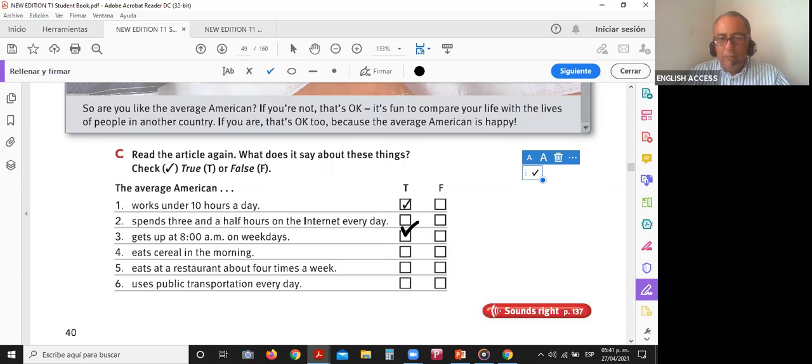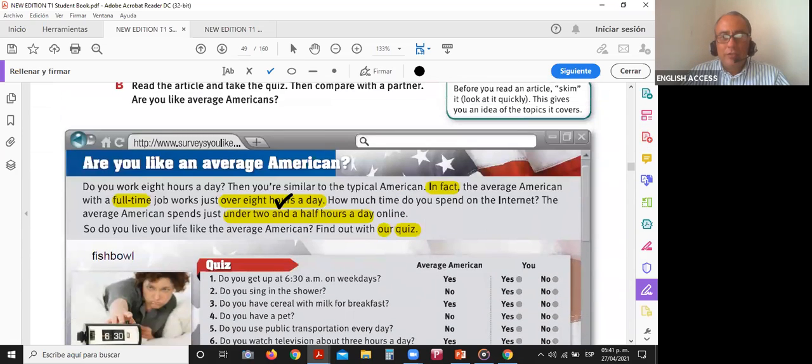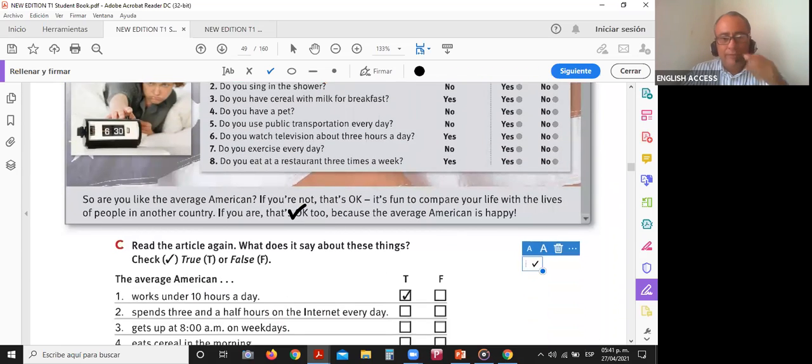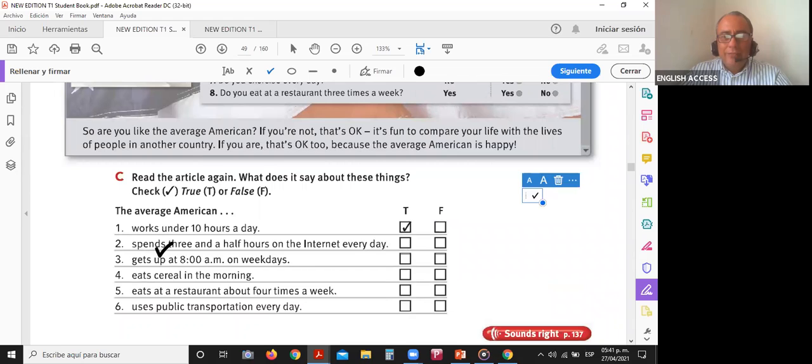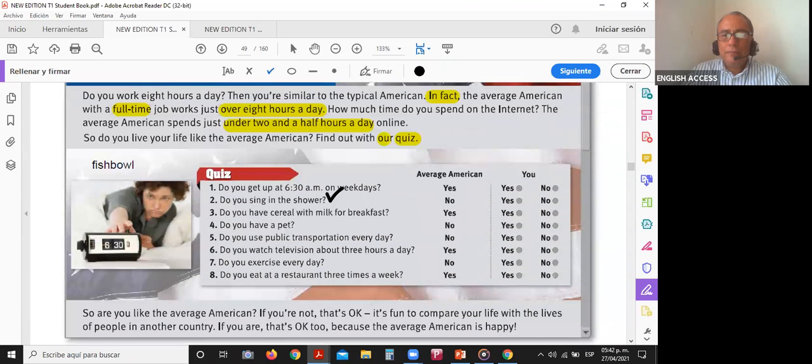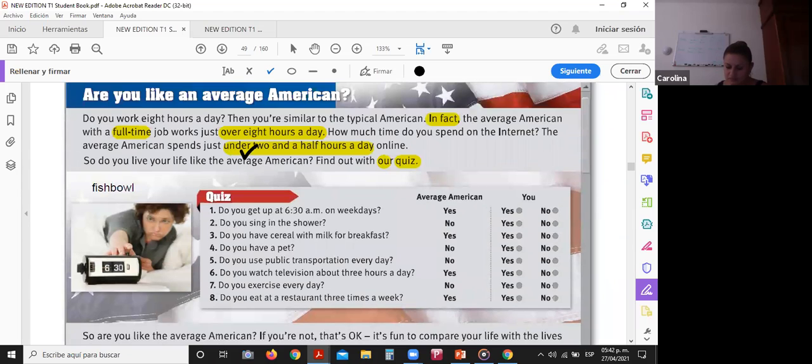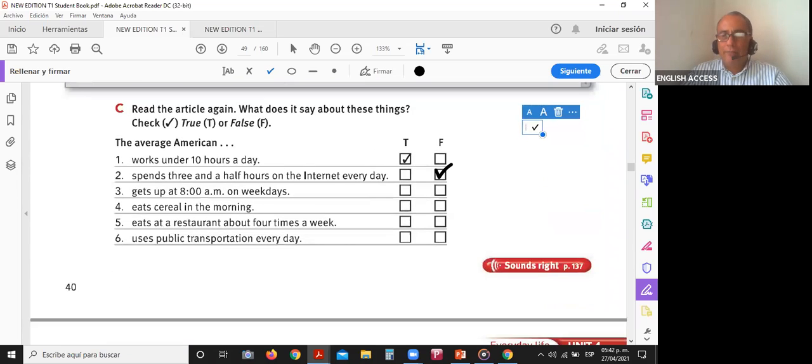True. Where does it say in the article? So the average American with a full-time job works just over 8 hours a day, more than 8 hours. So maybe 9 or 10. Number two, it spends 3.5 hours on the internet every day. True or false? False. It says under 2.5. Very good, Carolina.